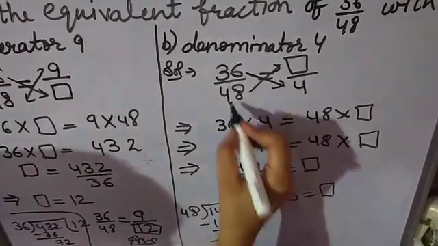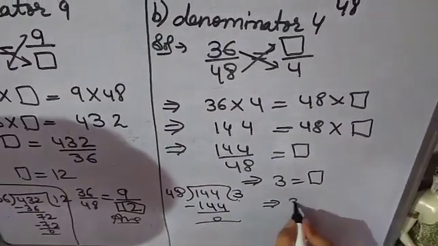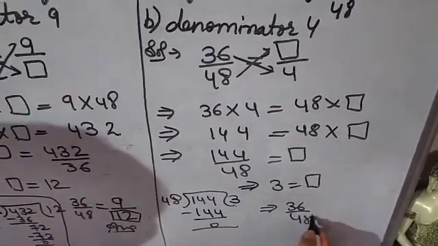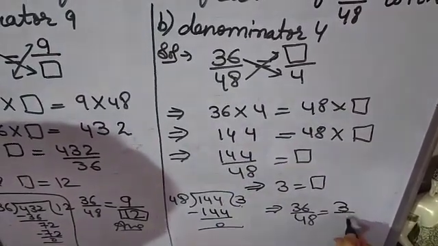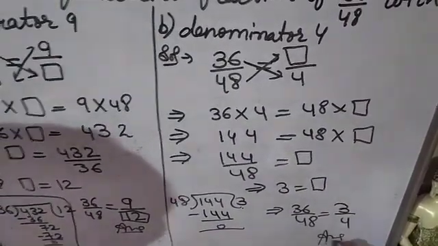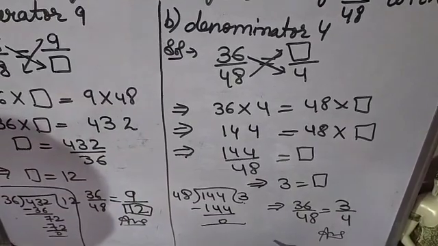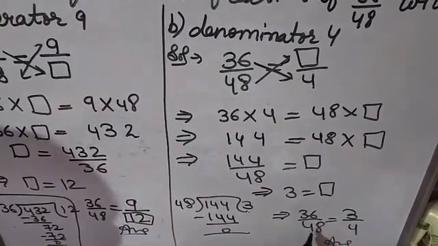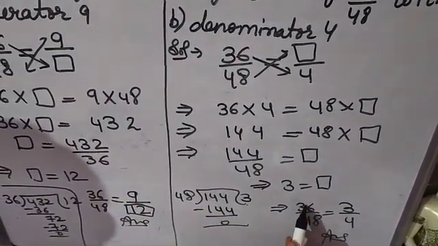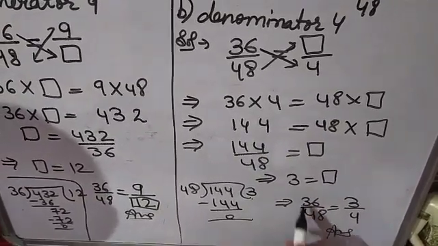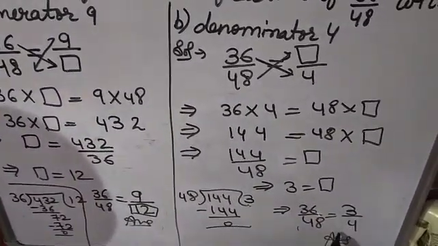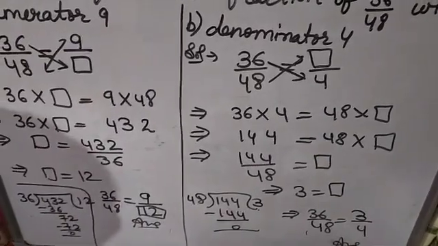So how will you write? 36 upon 48 is equal to, instead of box now you will write 3 upon 4. This is the equivalent fraction. If you have to check whether it is equivalent or not, you can check. 36 upon 48, both are divisible by 12. 12 threes are 36, 12 fours are 48. 3 upon 4 will come. There is also 3 upon 4. So both fractions are equivalent.